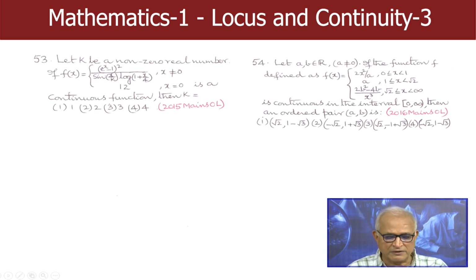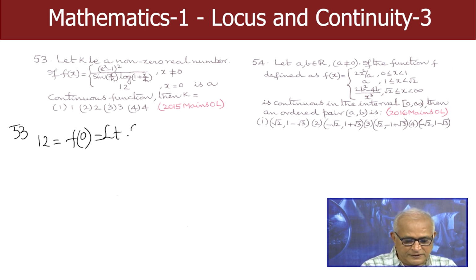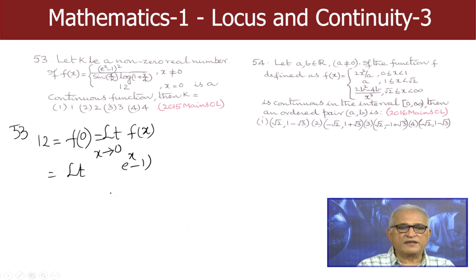Continuous function means continuous everywhere. Since it is continuous everywhere, in particular it is also continuous at x equal to 0. So 12 equal to f of 0. Because of the continuity, the same as the limit of f(x) as x tends to 0, that is the limit of (e^x minus 1) whole square. What I will do is divide the numerator and denominator by x square, by x whole square.